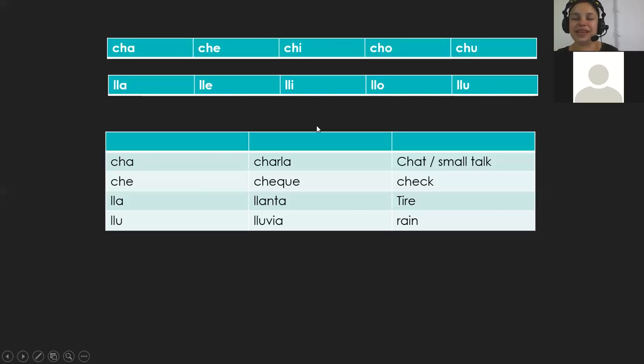Let's see some examples with these letters. Cha, like in charla. Charla in English is chat or small talk. We have also che, like in cheque. Cheque in English is check. Ya, like in llanta, in English, tire. Yu, like lluvia. Lluvia in English is rain.